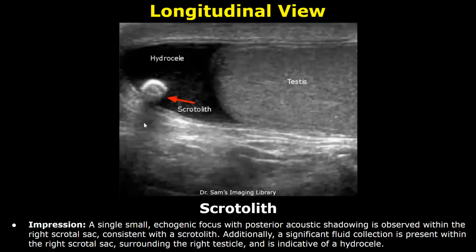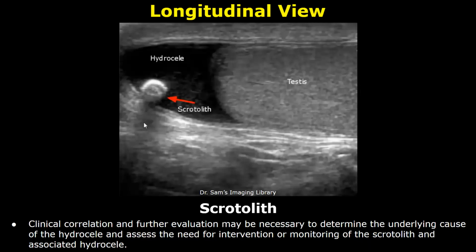In the impression, the main findings of the Scrotolith and the hydrocele are mentioned, and you can end the impression with the lines of clinical correlation and further evaluation to determine the cause of the hydrocele and assess the Scrotolith.